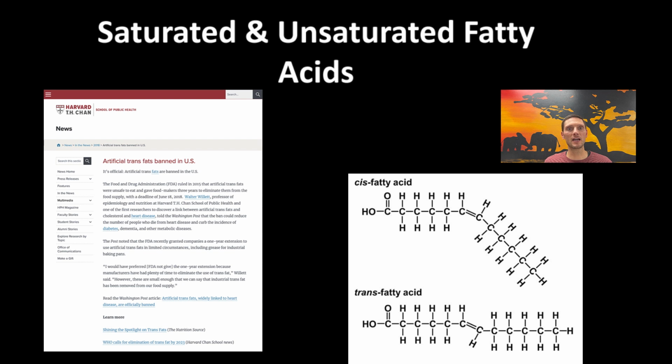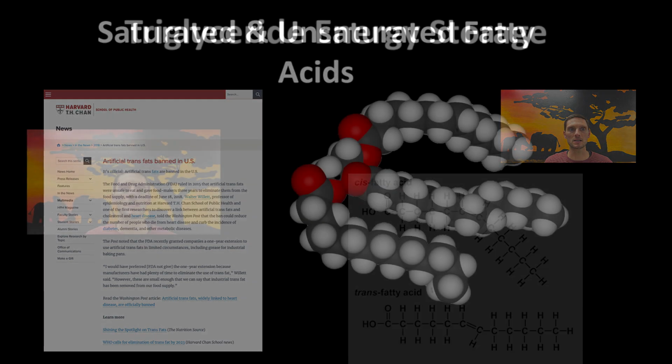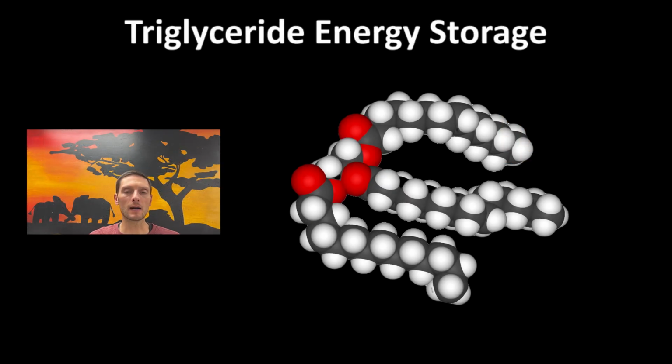And according to the FDA, these have some serious negative health implications. It would be best to avoid foods that have trans fatty acids. Triglycerides as a molecule provide a lot of energy storage both in plants and animals. For animals, the energy is stored in adipose or fat tissue. And in humans, this is typically found beneath the skin as well as around the organs for protection.